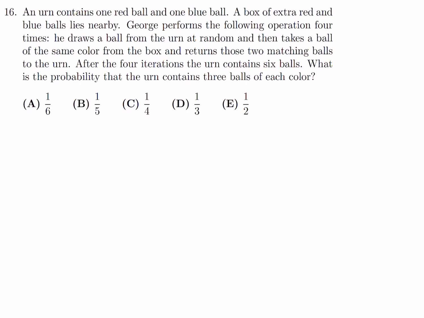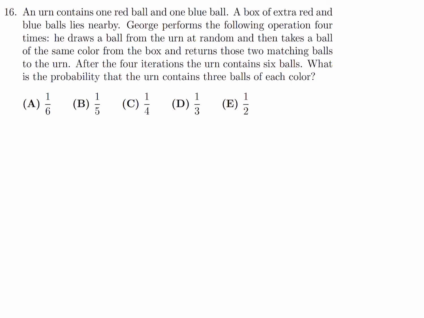An urn contains 1 red ball and 1 blue ball. A box of extra red and blue balls lies nearby. George performs the following operations 4 times. He draws a ball from the urn at random and then takes a ball of the same color from the box and returns those 2 matching balls to the urn.